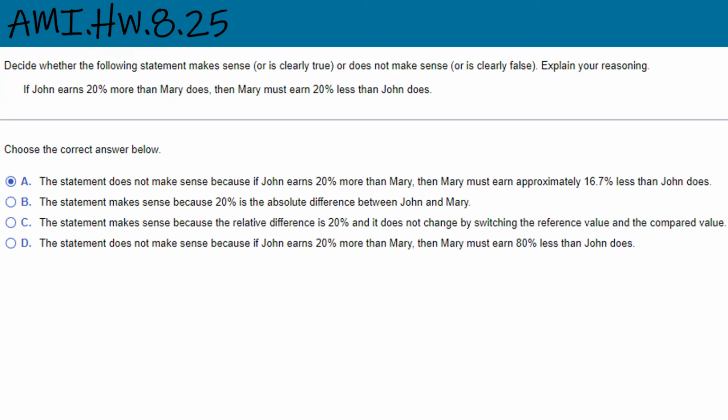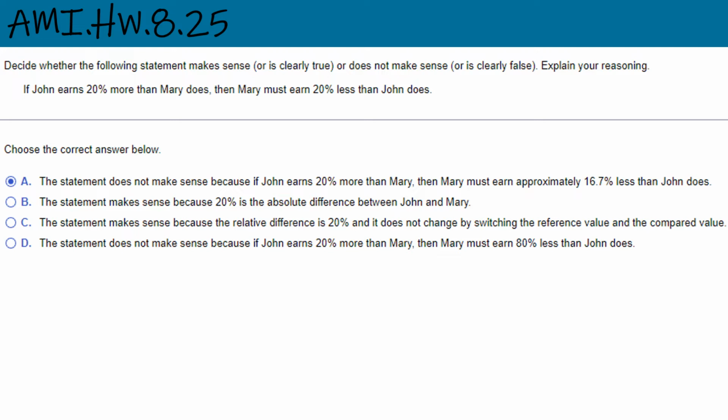This question is another one where we're trying to make sense of percents. So this says, if John earns 20% more than Mary does, does that mean that Mary must earn 20% less than John does? At first, we're tempted to say, yeah, it's the same situation. We just changed our reference.